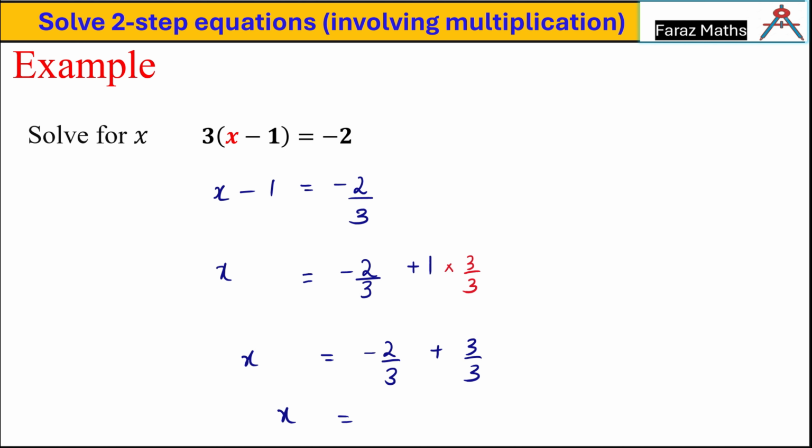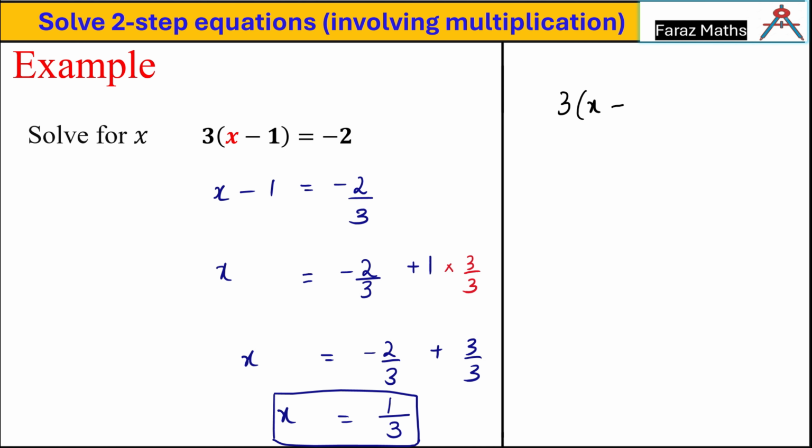Now you can simplify these fractions. When denominators are the same, you can add or subtract the numerators. So it is minus 2 plus 3, which means 3 minus 2, and that's 1 over 3. And we have to use the sign of plus, because between 2 and 3, the bigger number is 3. So the answer is x equals plus 1 over 3.